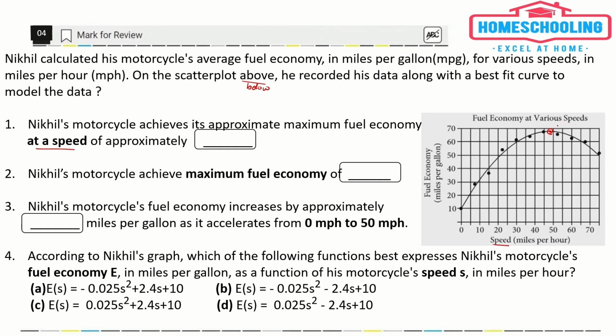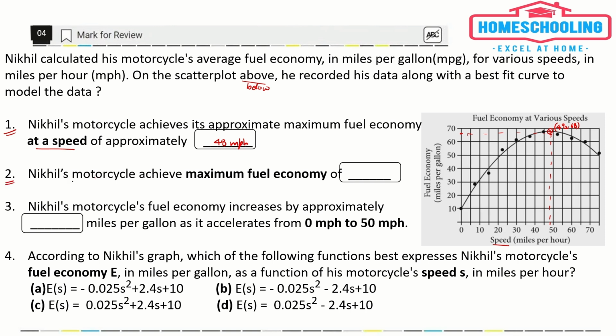So speed would be 48, and corresponding fuel economy is around 68. So in question number 1, we have to find at what speed Nikhil's motorcycle achieves its approximate maximum fuel economy. Maximum fuel economy is achieved at 68 miles per gallon, and its corresponding speed is 48 miles per hour. So 48 miles per hour is our answer for question number 1.